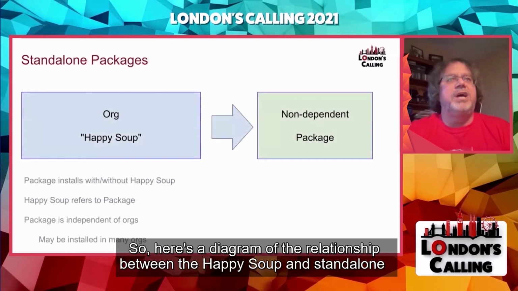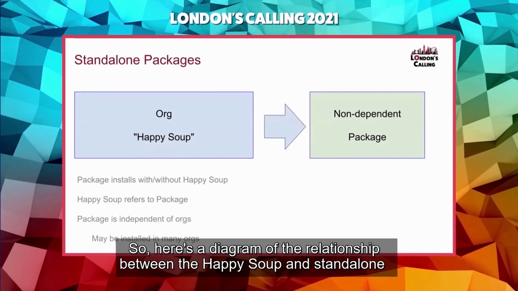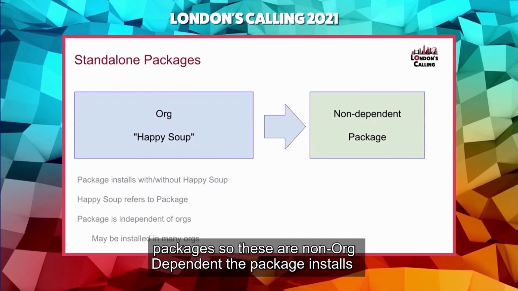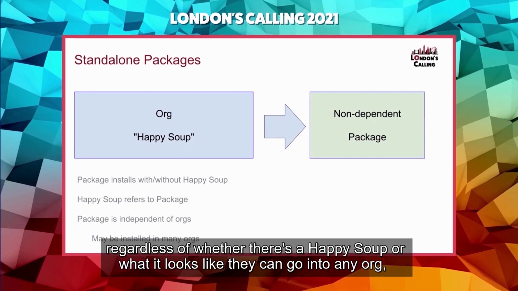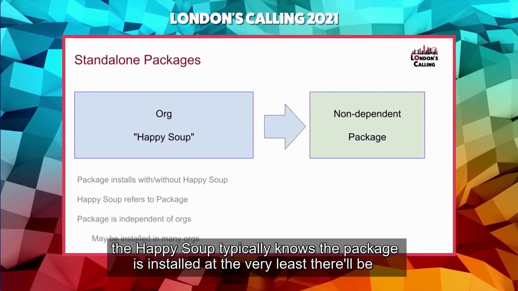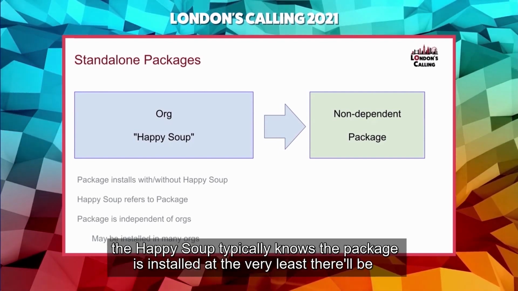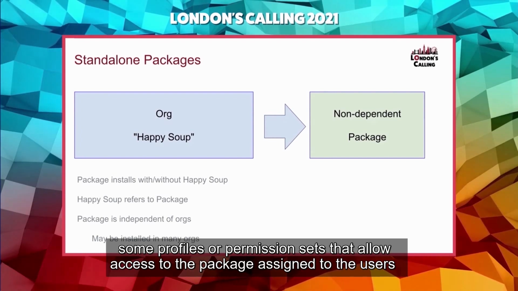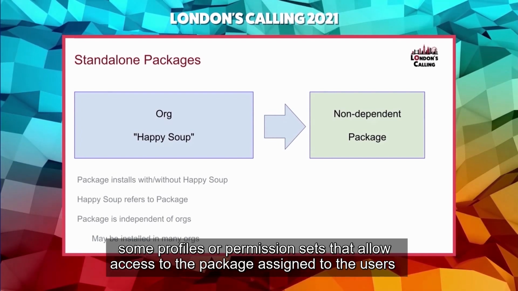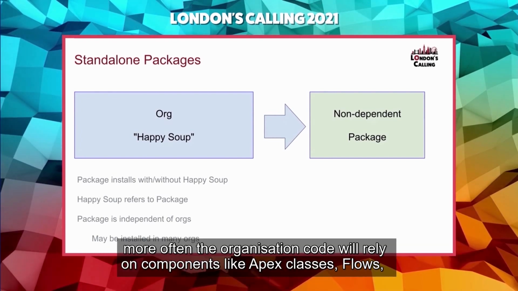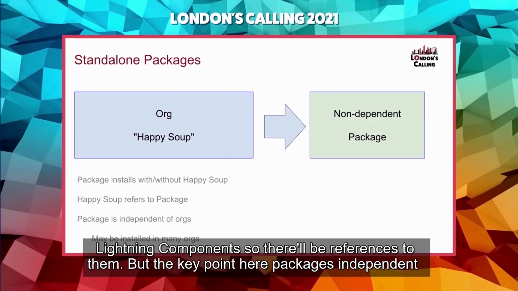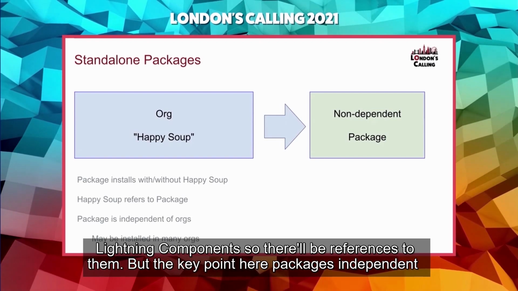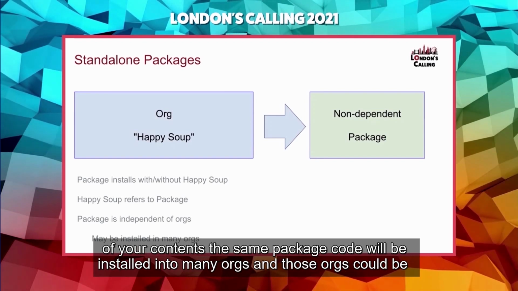So here's a diagram of the relationship between the happy soup and standalone packages. These are non-org dependent. The package installs regardless of whether there's a happy soup or what it looks like. They can go into any org. The happy soup typically knows the package is installed. At the very least, there'll be some profiles or permission sets that allow access to the package assigned to the users. More often, the organization code will rely on components like Apex classes, flows, and lightning components, so there'll be references to them. But the key point here is the package is independent of the org contents.